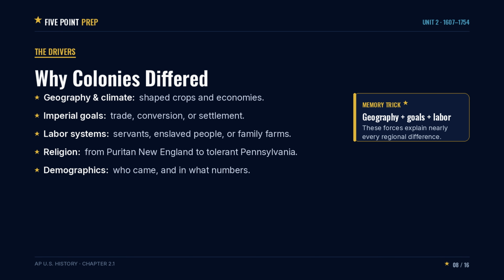What made these colonies so different from one another? 5 forces, and they're your analytical toolkit for the unit. Geography and climate shaped what could be grown and how economies developed. Imperial goals, whether trade, religious conversion, or settlement, set each colony's purpose. Labour systems differed enormously, from indentured servants to enslaved Africans to family farms. Religion ranged from strict Puritan New England to tolerant Pennsylvania. And demographics, who migrated and in what numbers, shaped everything from family life to politics. Geography, goals, and labour. Keep those three in mind, and you can explain almost any regional difference.